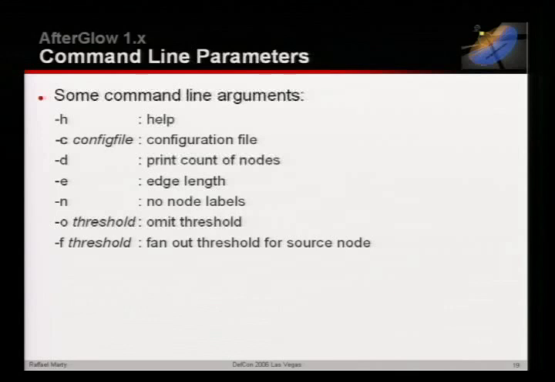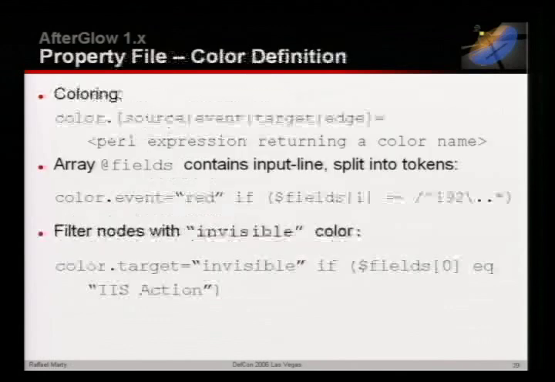And then you have a -F and a -G, which is used for the fan-out filtering. And you can specify two different fan-out filters, one for the source nodes, how many connections that node needs to have, and one for the event node, so the middle node, how many connections it has to have to show up. And -F is for the source, and -G is for the event node. Now we're getting into the property file, and this is really where you configure everything for Afterglow.